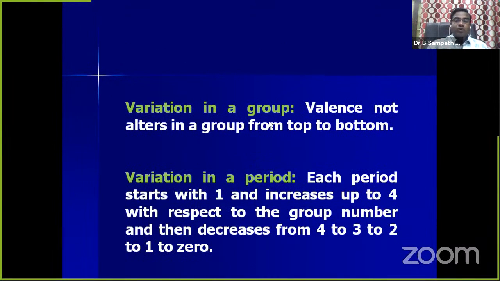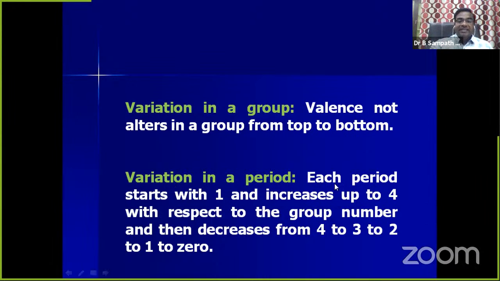Here variation in a group. How does the valency vary in a group? Let us see. Valency does not alter in a group from top to bottom. See children, actually same group elements have the same valency. That means valency does not alter from top to bottom.